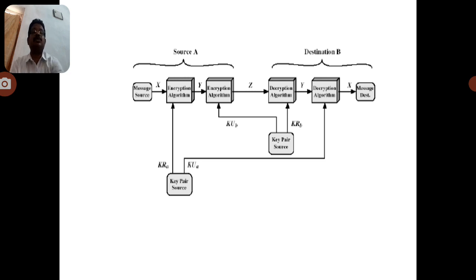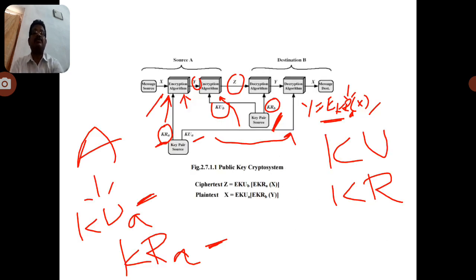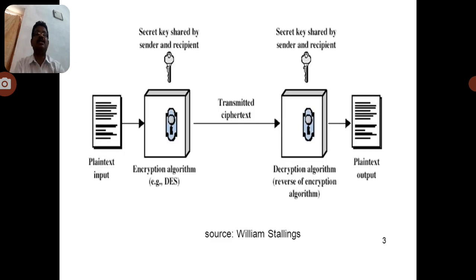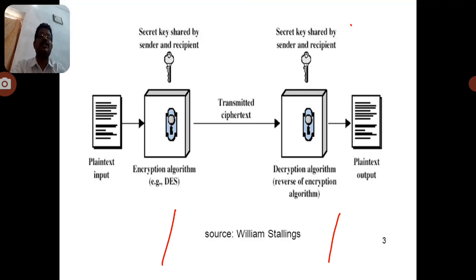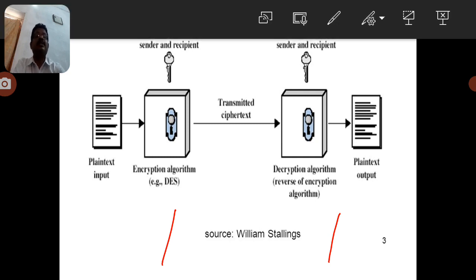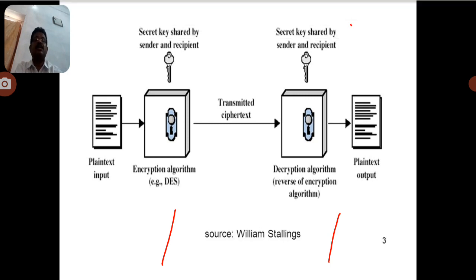In the conventional, you can observe the diagram here. In the encryption and decryption, only a single key is operated. For example, in the DES, which we already discussed, DES is nothing but Data Encryption Standard. In conventional cryptography, the shared secret key is used for both encryption and decryption. That means the single key is operated on both sides. This is the conventional crypto system.